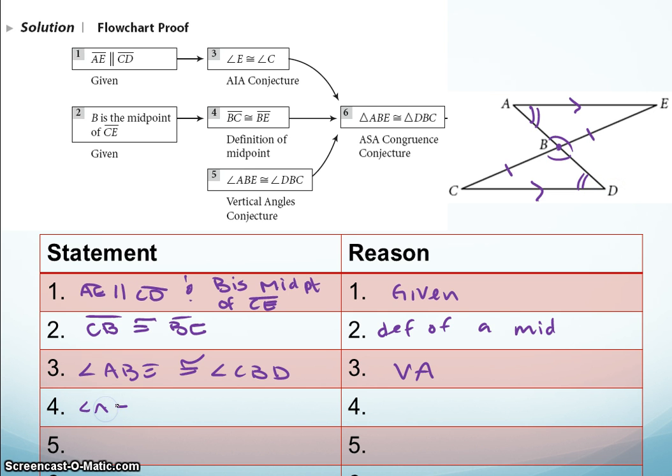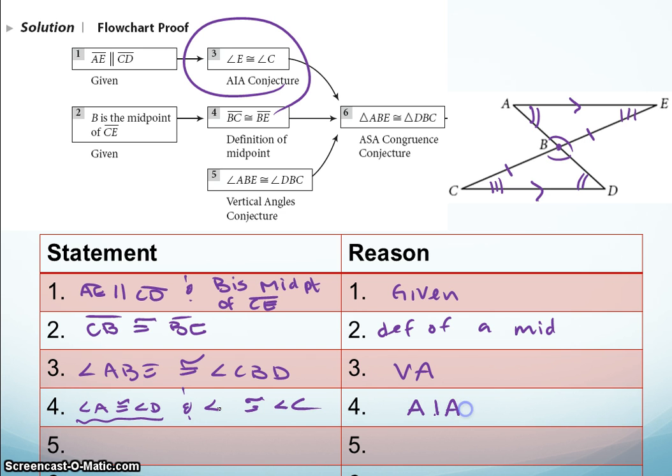So angle A is congruent to angle D. And if you look at the flow chart, they're using angle E is congruent to angle C, because those are also parallel lines cut by a transversal. So I'm adding in one extra thing here. So angle E is congruent to angle C, and those are alternate interior angles.